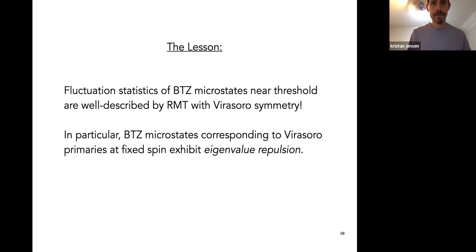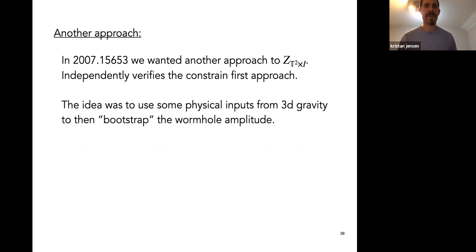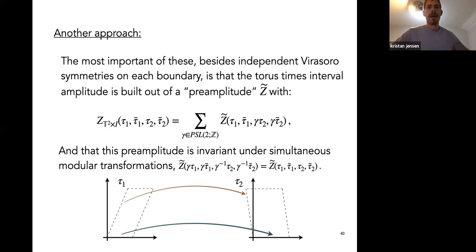So that was the June paper. Given these caveats about constrained first, and also these unconventional factors of i and choice of gauge group and so on, we wanted another route to the same result. That appeared in a paper shortly thereafter in July. And the idea in this paper was to use some physical inputs from 3D gravity to try to bootstrap the amplitude, in a sense. Since we're running out of time here, I'll say just a couple words.